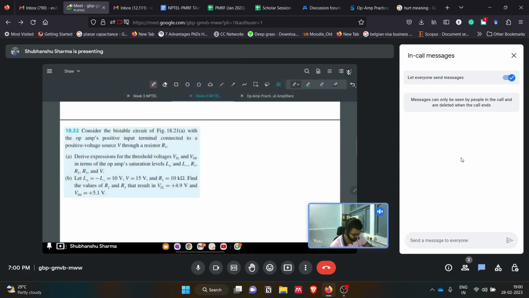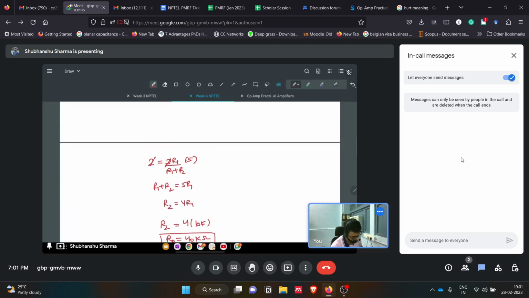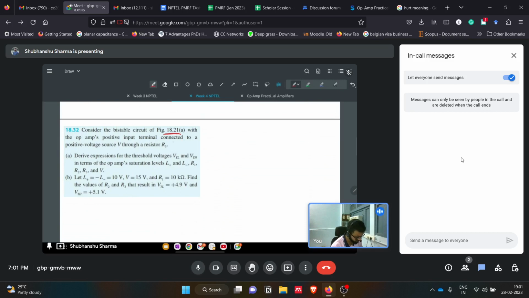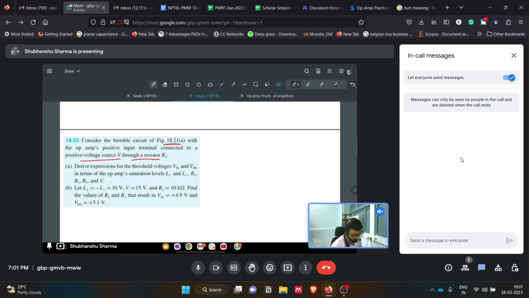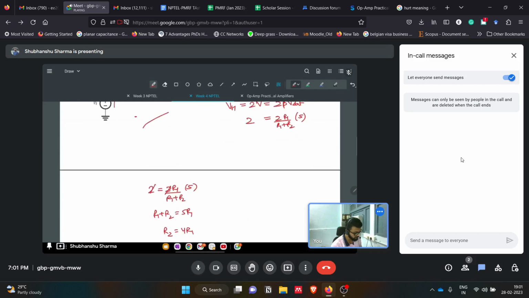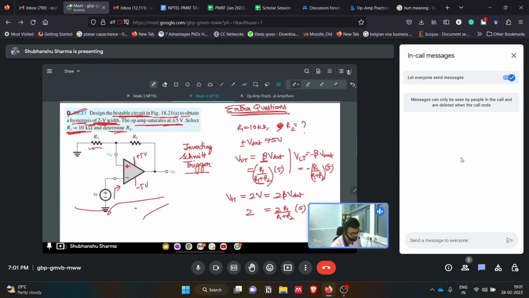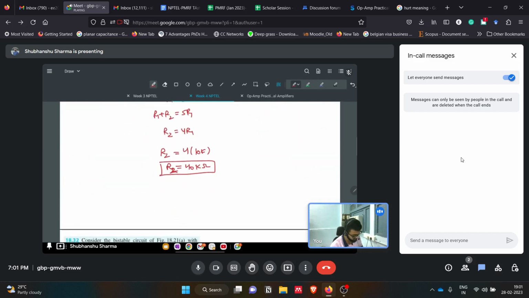Then moving to the second question. Consider the same bistable circuit, with the op amp's positive input terminal connected to a positive voltage source V through a resistor R3. So now they are changing the non-inverting side of the op amp, and they are asking to derive VTL and VTH. This beta is only for the earlier configuration, but what if we have a different configuration? That is what is being asked in the second question.